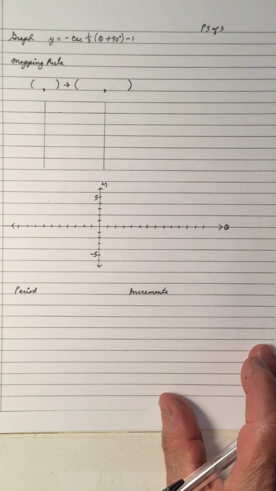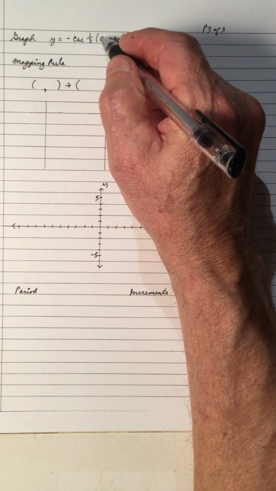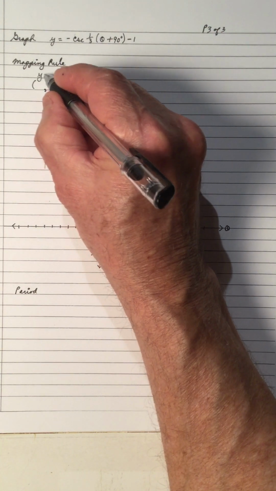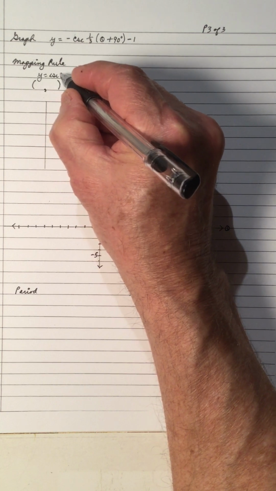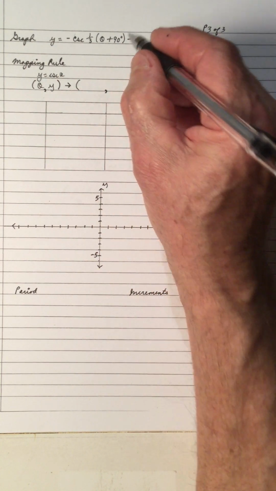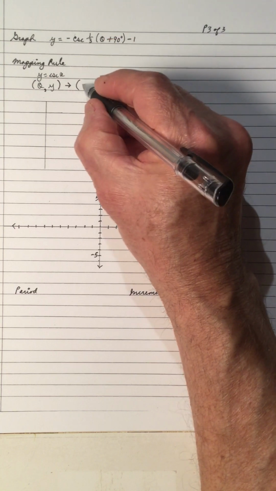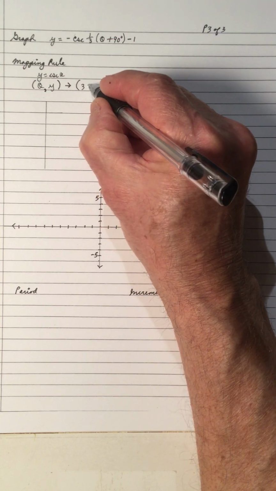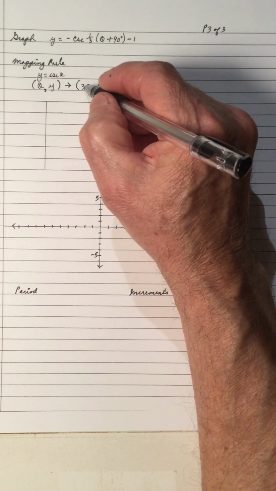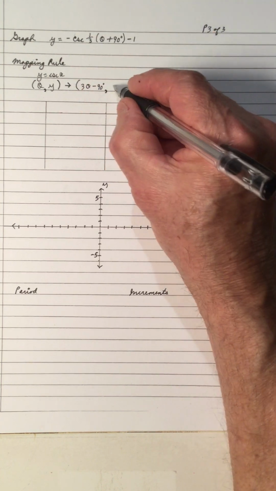Let's try another one. We have the graph of y equals negative cosecant of 1/3 of theta plus 90, minus 1. So for the mapping rule, this is y equals cosecant theta, and so we have theta and y. The mapping rule that goes in here: this is the 1/3, so we take the reciprocal, which is 3, times theta, minus 90. And the y is negative y minus 1.